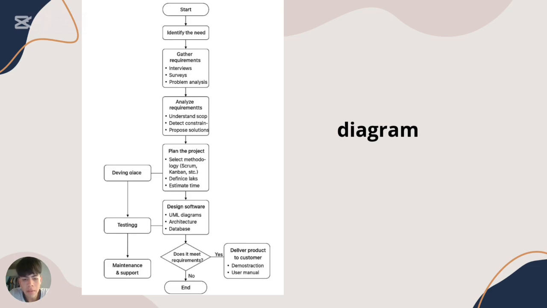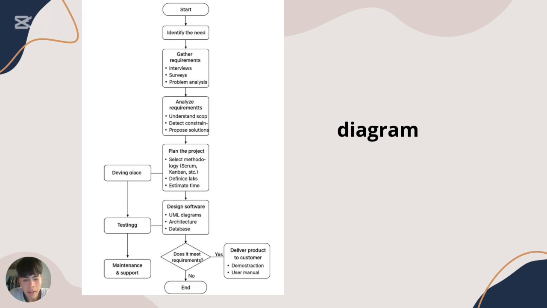9. Deliver the product. When the software meets the requirements, we proceed to deliver the product to the customer. This includes showing the final results through a demonstration, and providing a user manual if needed.